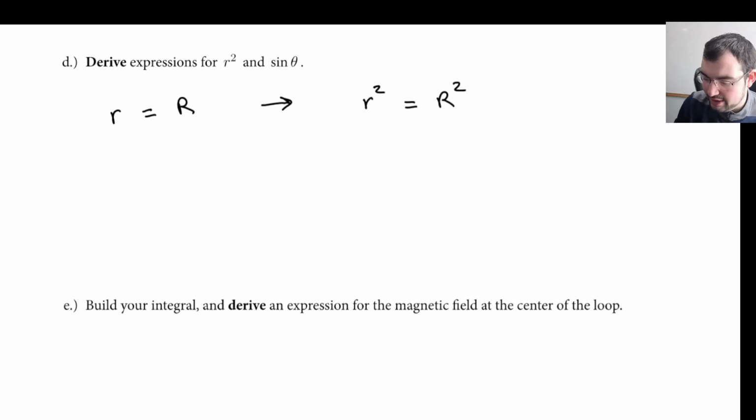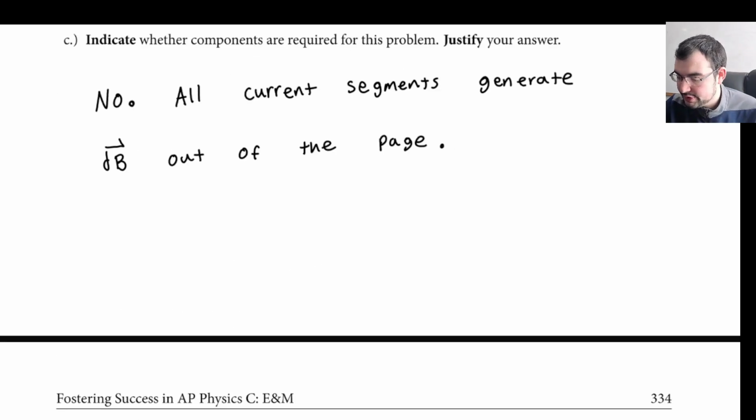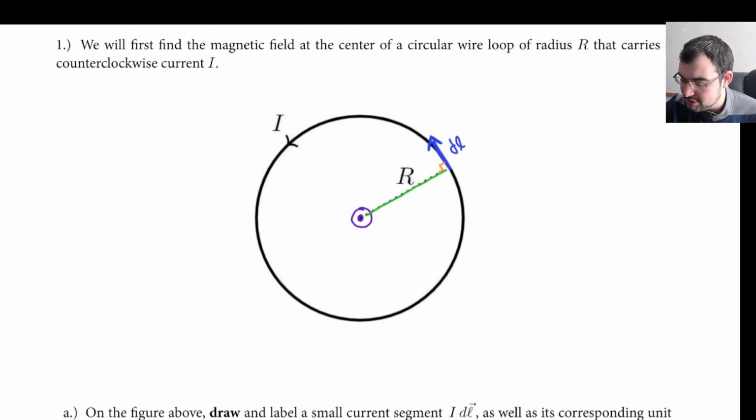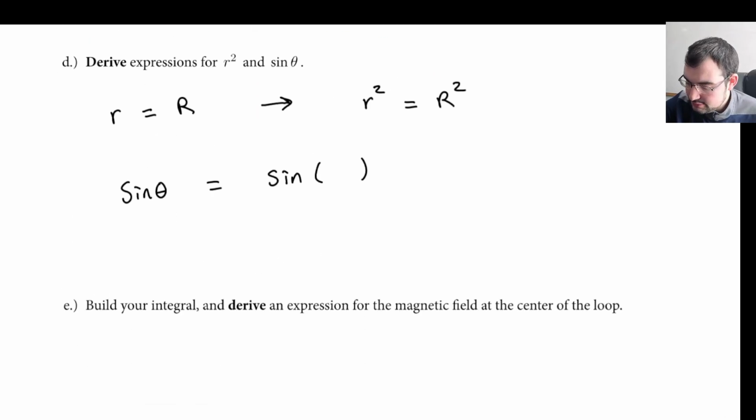And then we can deal with sine theta. Well, sine theta, by definition, is the sine of the angle between our current segment and our observation point, and that is clearly a right angle because it is a circle. Remember, if we define circular motion, we said our velocity was always going to be tangential to the circle, which is perpendicular to that r vector. So this is sine of 90 degrees, which is just 1. So we know that sine theta is 1.